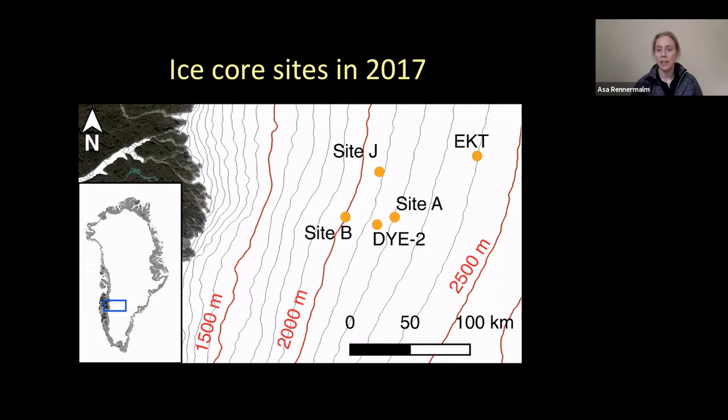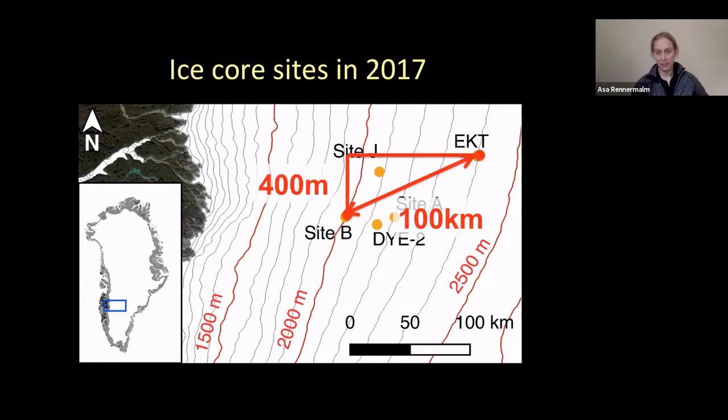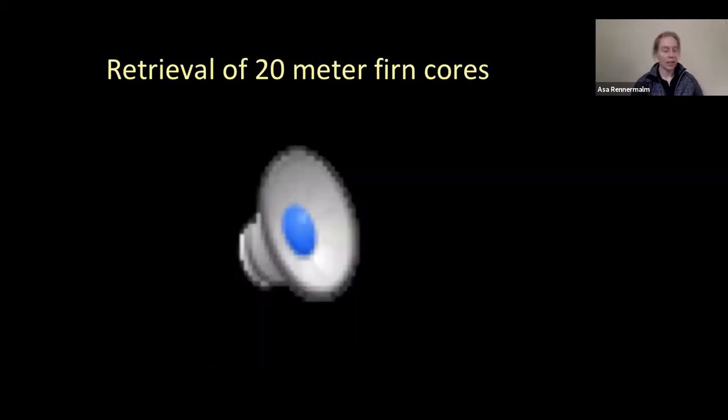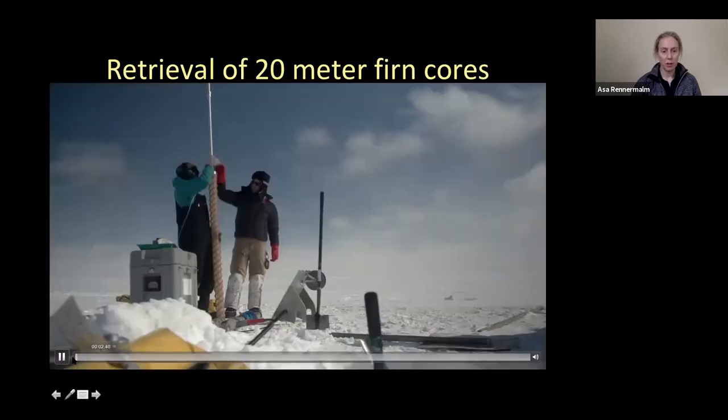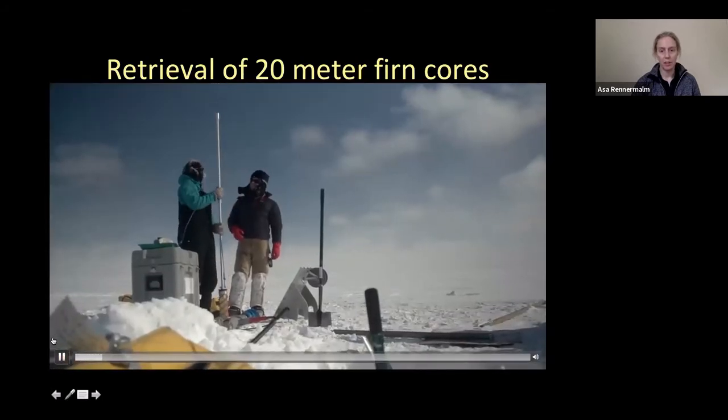And these sites are the furthest apart, site B and EKT are about 100 kilometers away from each other. And the elevation distance is about 400 meters. So the difference in elevation is about 400 meters. And yeah, let me show you a short little video of our team collecting cores.